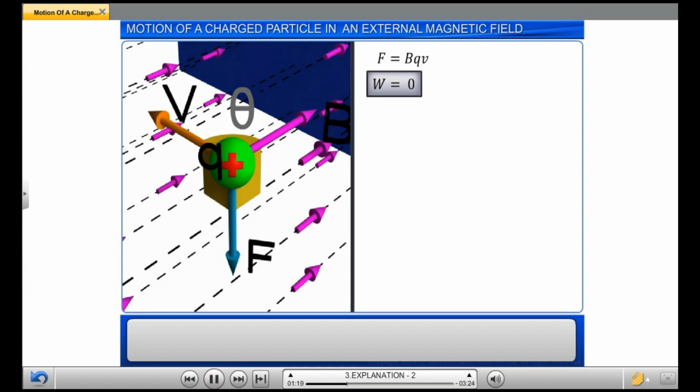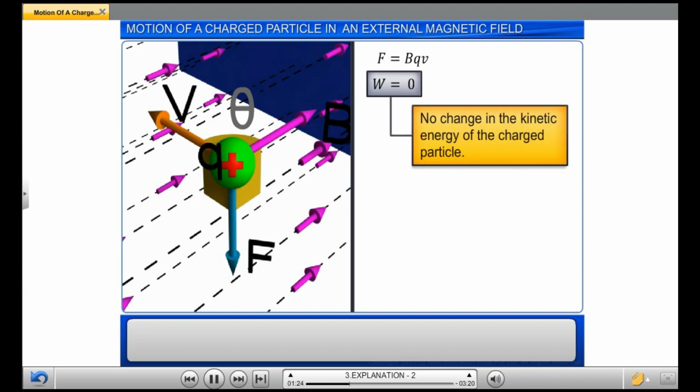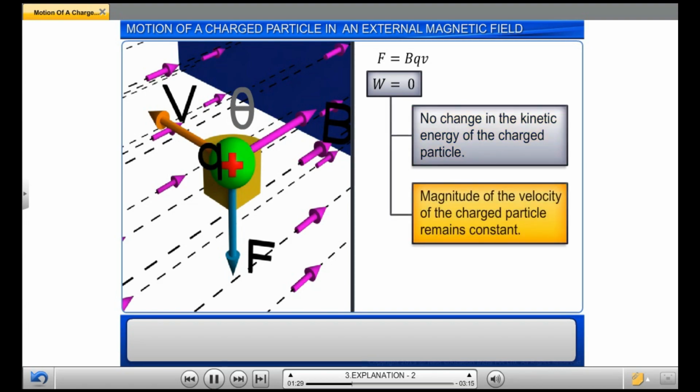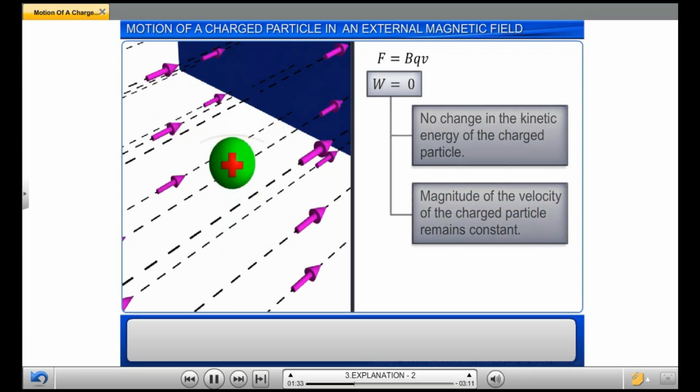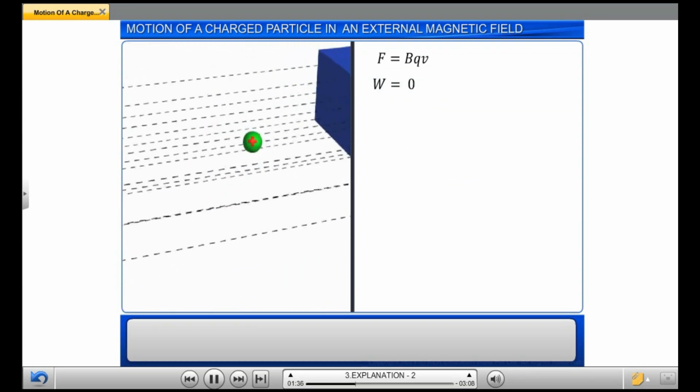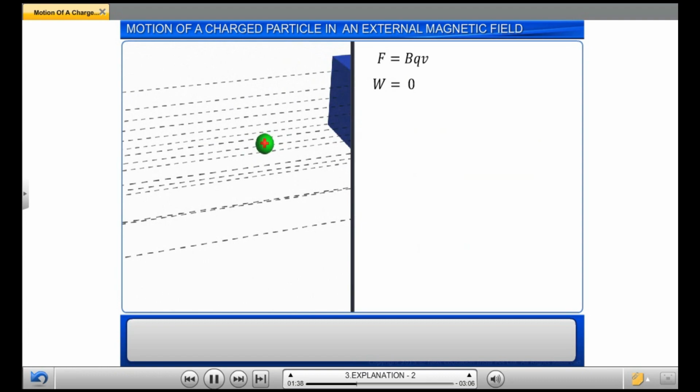As the work done on the charged particle is 0, there is no change in the kinetic energy of the charged particle, and the magnitude of the velocity of the charged particle remains constant. As the magnetic force acting on the charged particle is perpendicular to both the direction of its velocity and magnetic field, the charged particle moves in a circular path, and the magnetic force acts as centripetal force.